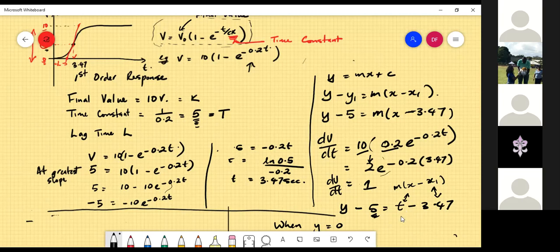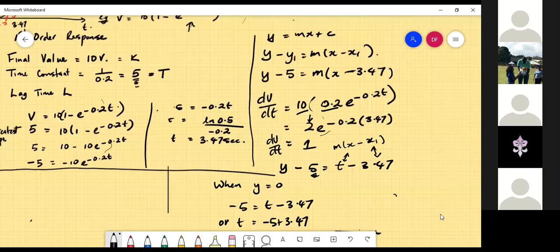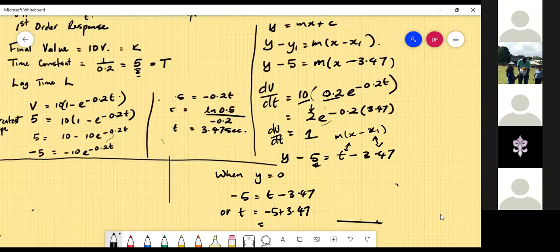Sir, what happened to that minus 10 on the left hand side before we go over to 5 equal minus 0.2t? Where is the 10? We have minus 5 equal minus 10 e to the minus 0.2t. And this is supposed to be 0.5. Yeah, this is supposed to be 0.5. You're right, sir.